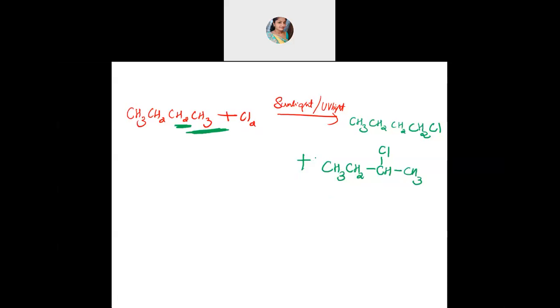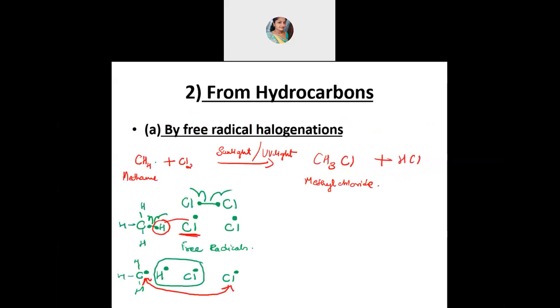Is this understood, students? Is this reaction understood, what I said? I have explained from the basics. First I explained with methane, and when methane reacts with chlorine, it undergoes homolytic fission and generates a free radical.